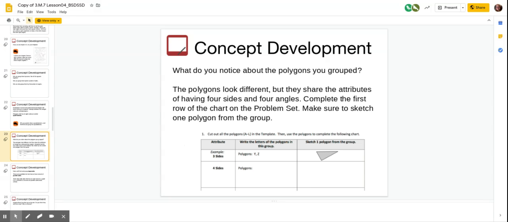So on this one, it said, 3 sides, and they wanted them to sketch. So they sketched something that had 3 sides, like a triangle. So here, 4 sides. You're going to use those polygon shapes, A through L, and write which ones had 4 sides, and then sketch a picture of what they look like.